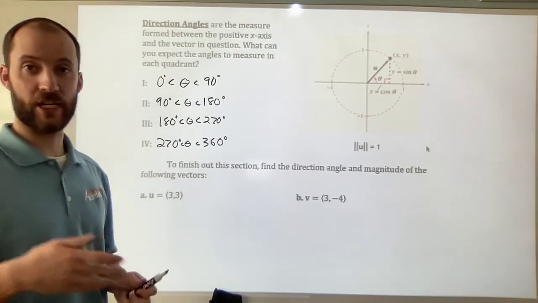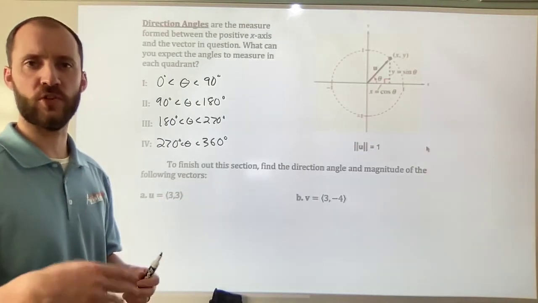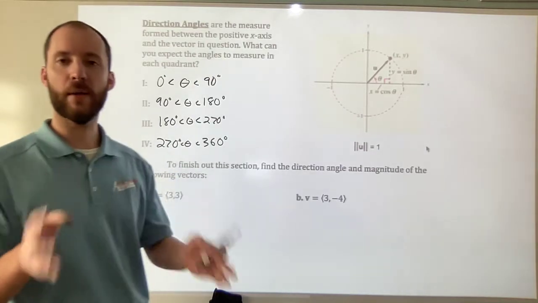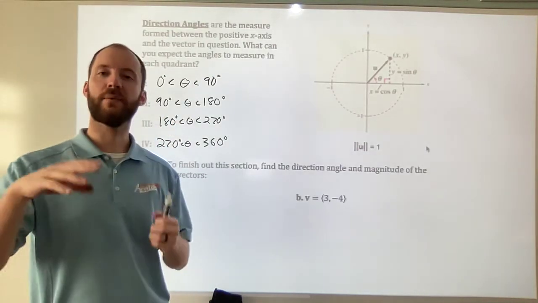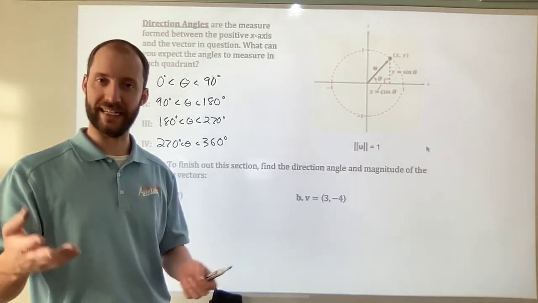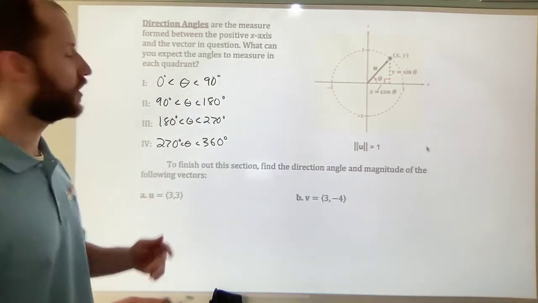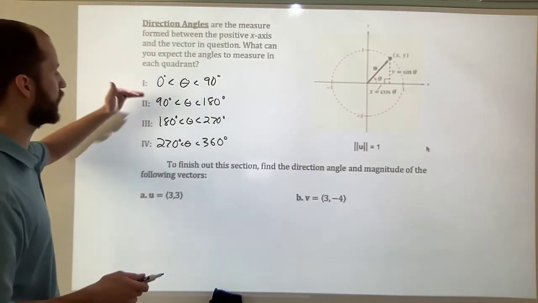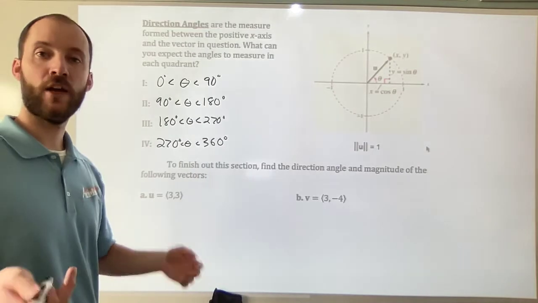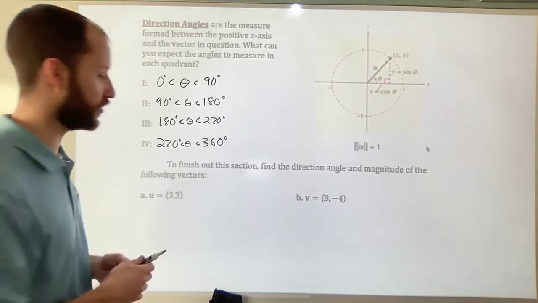So when you use your trig functions, sine, cosine, or usually we're going to use tangent. You can use any you want, but usually we use tangent. It's important to remember, based upon your components, what quadrant are you in? And then your answer should fall into one of these ranges, or you should make it fall into one of these ranges.